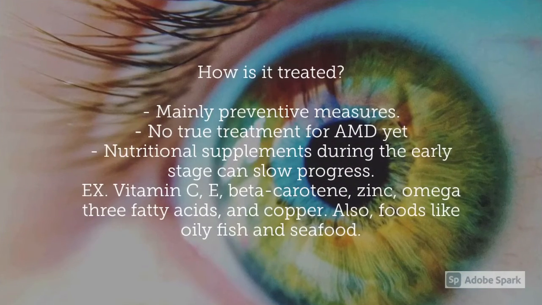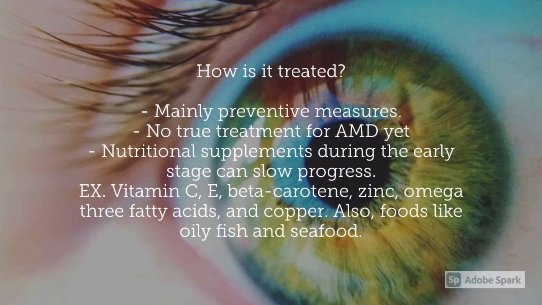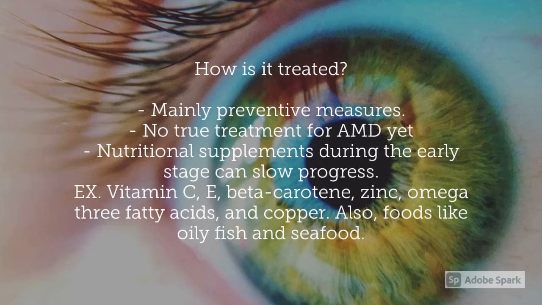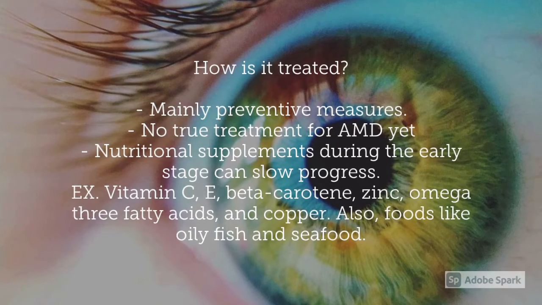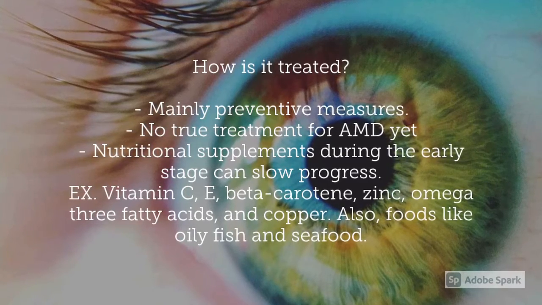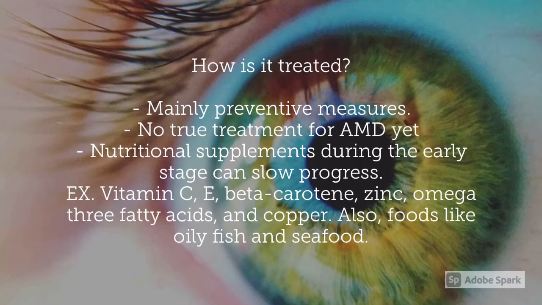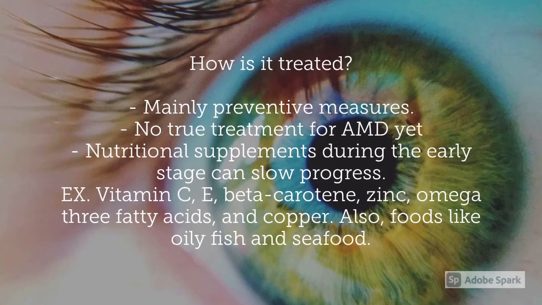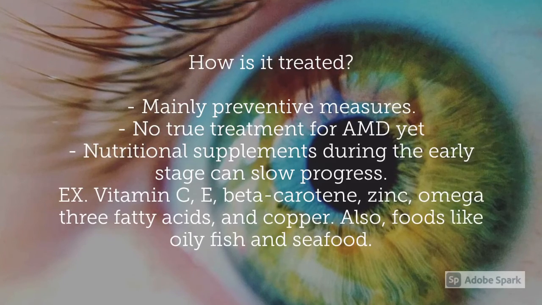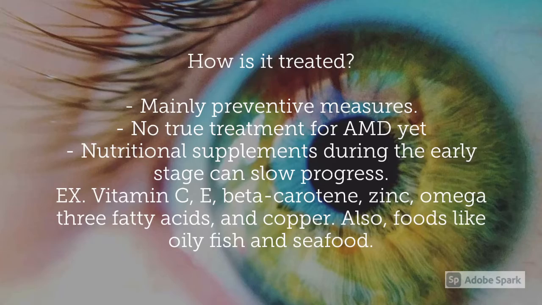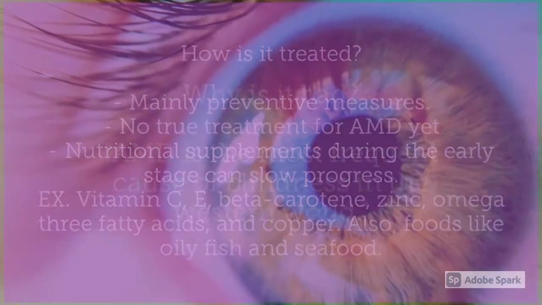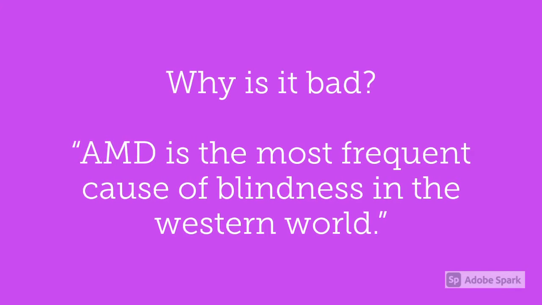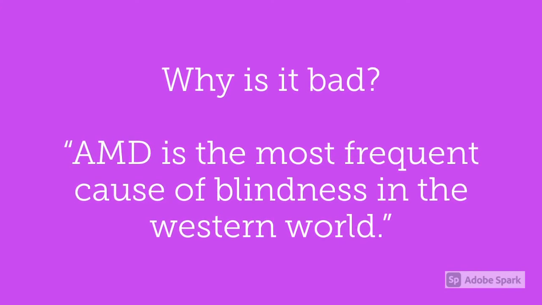How is AMD treated? At the moment, there is no true treatment for AMD, although there are preventative measures. Since the risk of AMD increases with obesity, nutritional supplements during the early stage can help slow the process. For example, vitamin C, E, beta-carotene, zinc, and omega-3 fatty acids can help slow the process. Why is AMD an issue? AMD is the most frequent cause of blindness in the Western world.